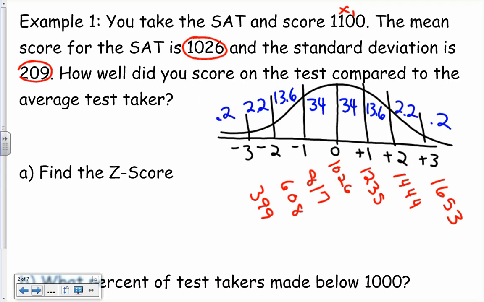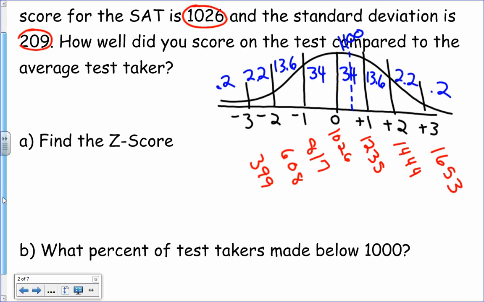What was your score? 1100. Do you see in these numbers in red the number 1100? No. So let's put it on there. The number 1100 is going to be in between these two, correct? So it's somewhere in there. That's 1100. Now we can't see the exact percentage, can we? That's why we use the z-score. So A right here tells us to find the z-score.